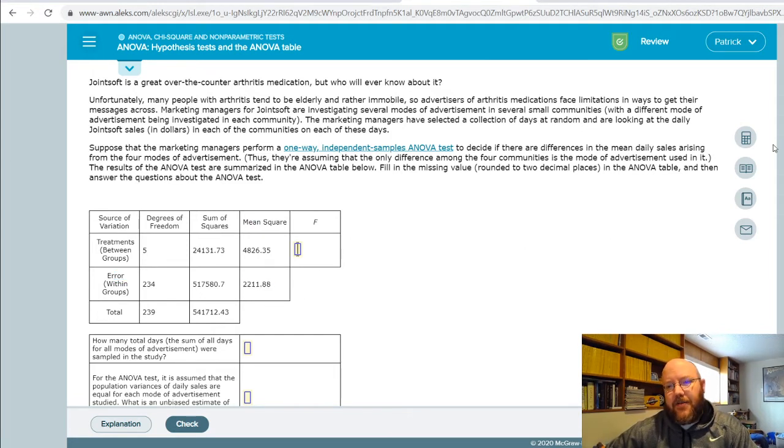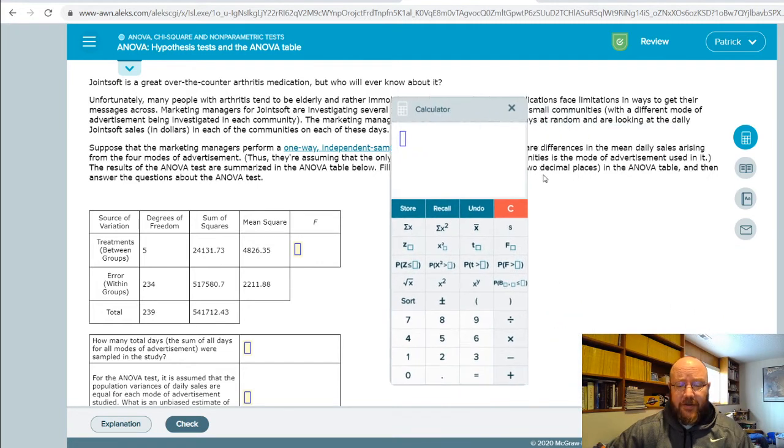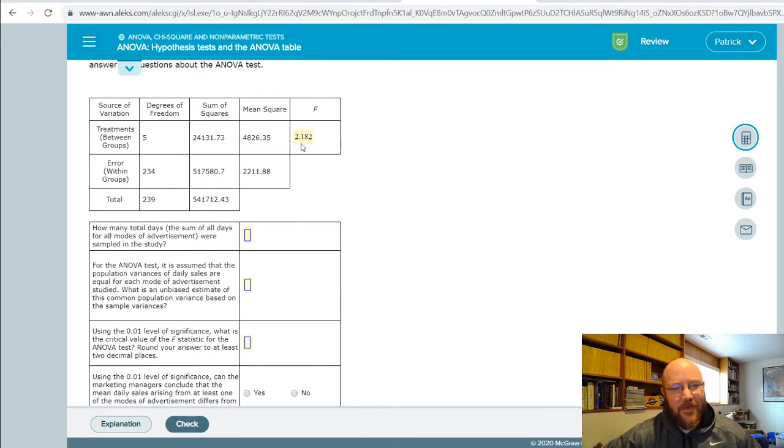This one is asking you to calculate the F statistic. This is the first time where you have to do this. You might have noticed in some of the previous problems it gives you the formula, but the formula is really easy. It's just MST divided by MSE. So that's going to be 4826.35 divided by 2211.88. Just this divided by this gets us an F statistic. If this F statistic is like 17 or something like that, you did it wrong. Try again. It shouldn't be that far off. So there's your F statistic.